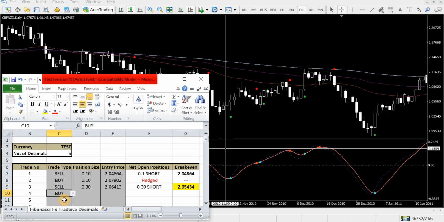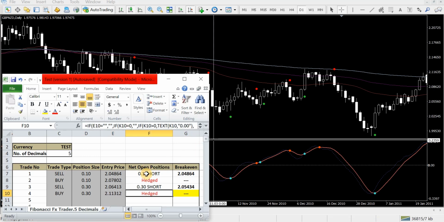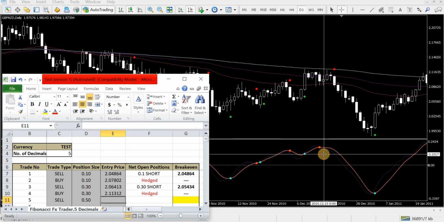So it's a second hedge buy, so it's the same again. And open on there is 2.11312. So we're hedged again. The sheet will tell you you're hedged or you're net short or long. Then we'll take a sell, and that'll be 0.5. Remember the sequence? The initial trade is the 1, the hedge is the same, the second trade is the 3, the hedge is the same as that previous trade, then the new sell is 5. So the sell is here.